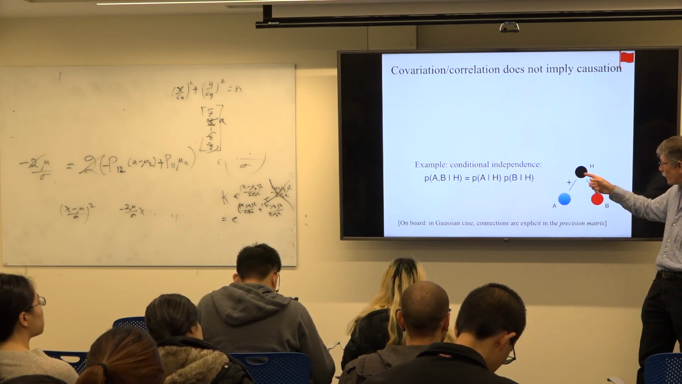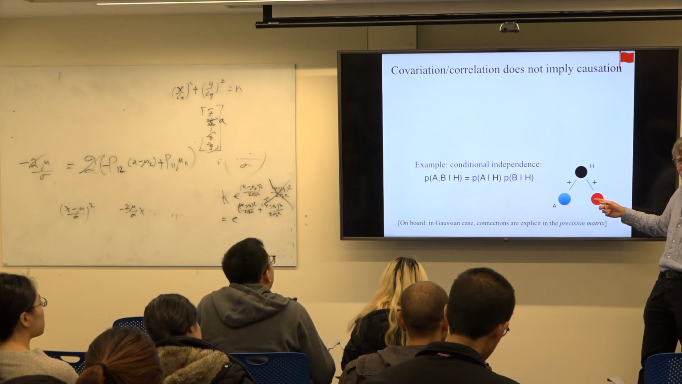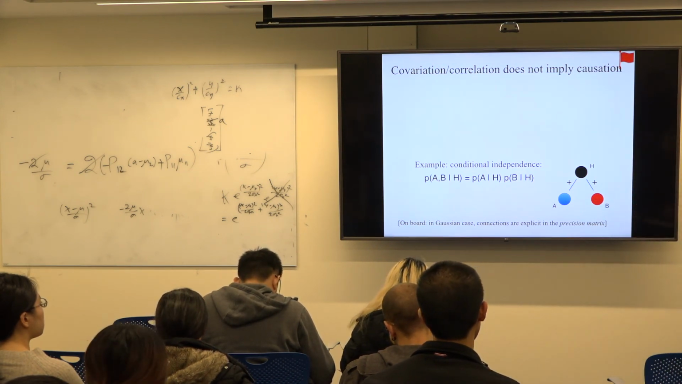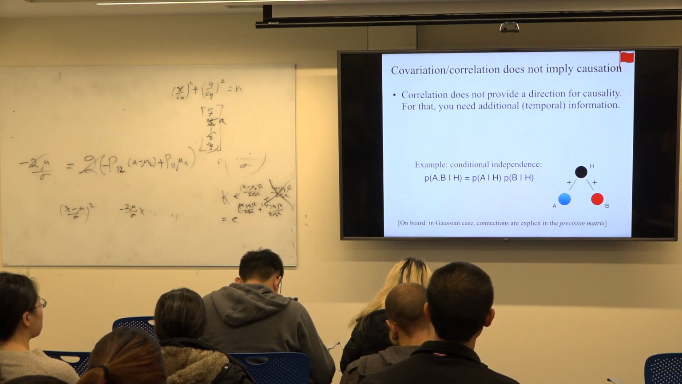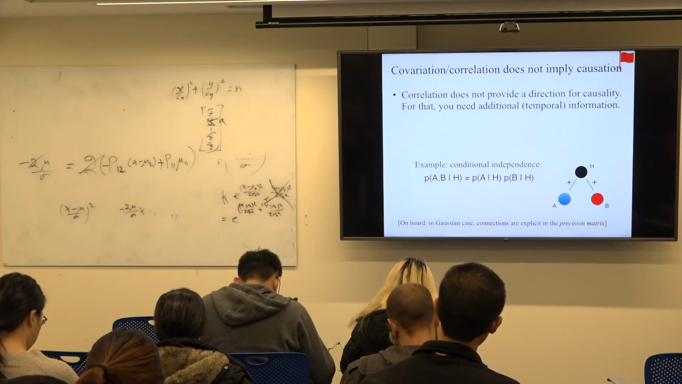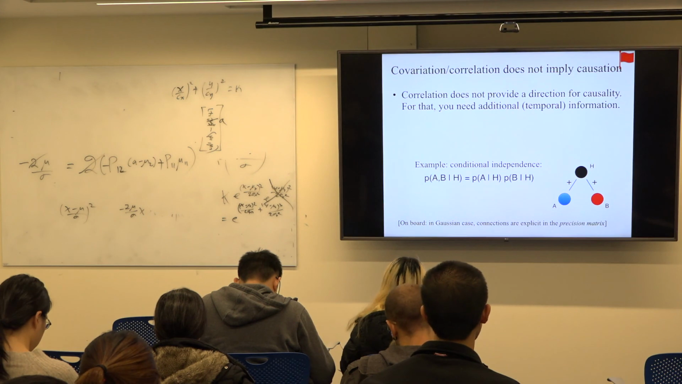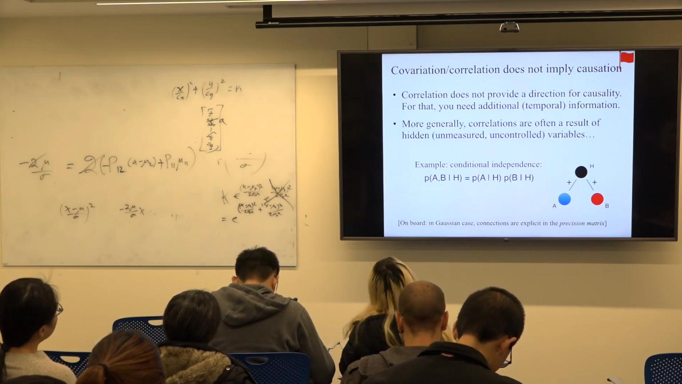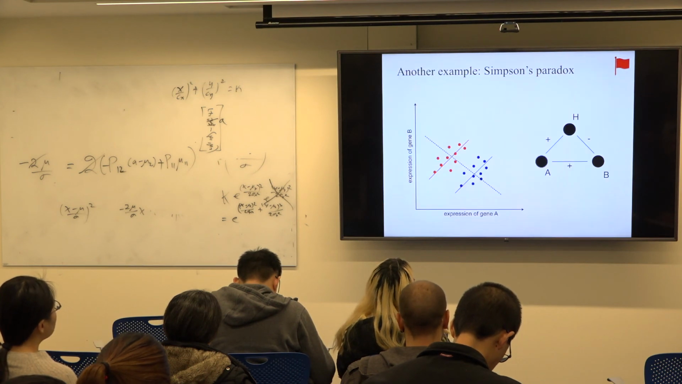And so this particular Bayes net will give you a correlation between A and B, but they don't actually have a direct one. They inherit it from H. So to determine this, you need additional information like the arrow of time, and more generally, it may depend on these hidden variables. A couple other examples of this.